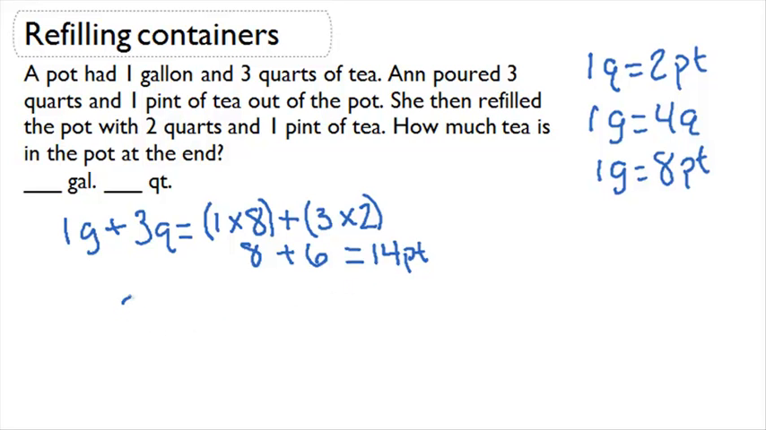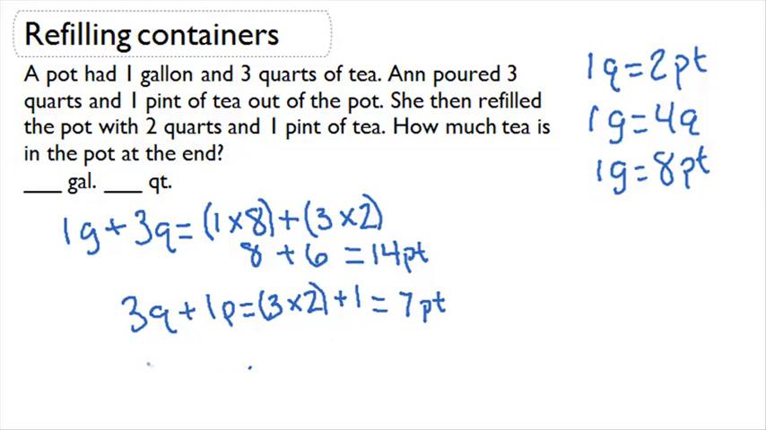Now my next step is to find out how much Anne poured out of the pot. Here, she poured out 3 quarts plus 1 pint. This is the same thing as saying she poured out 3 quarts times the 2 pints that are in each quart plus 1 pint more. Since 3 times 2 is 6, and then we're adding a 1 to it, we're going to end up knowing that she poured out 7 pints.